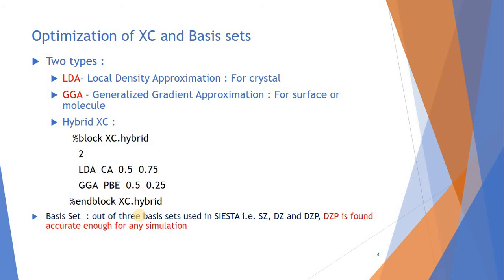We use LDA for analysis of crystals, GGA, generalized gradient approximation, for the study of surfaces and molecules, and we can also use hybrid XC, the combination of these two in various percentage ratios. So here in this block, I am showing the use of LDA and GGA in 75% and 25% ratio. Depending on different systems, the minimum energy using GGA or LDA can be obtained by using the optimization of this exchange correlation functional. For optimization of basis sets, as I have mentioned in the last lecture, DZP, double zeta polarization, this basis set is accurate enough for any type of simulation used in a system.